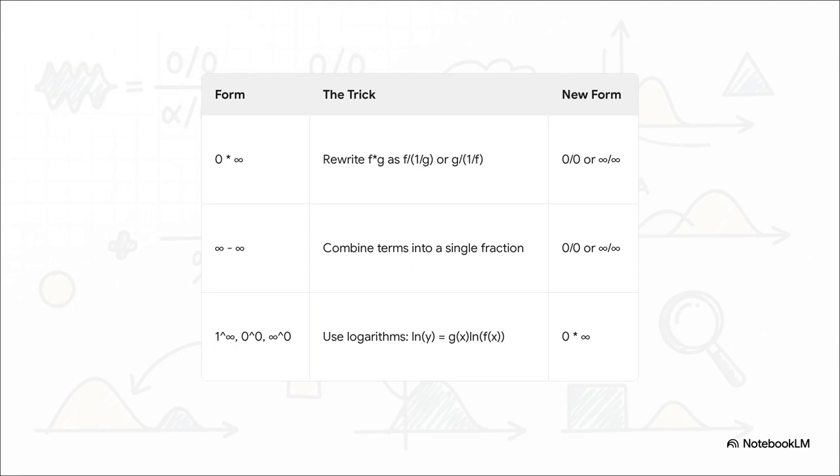So here are the main plays in our playbook. The goal is always the same. Just use some algebra to make the problem look like 0 over 0 or infinity over infinity. If you have a product, you can use that old trick of dividing by the reciprocal to turn it into a fraction. If you have a difference, find a common denominator and combine them. And for those really nasty-looking powers, we have a secret weapon, logarithms.